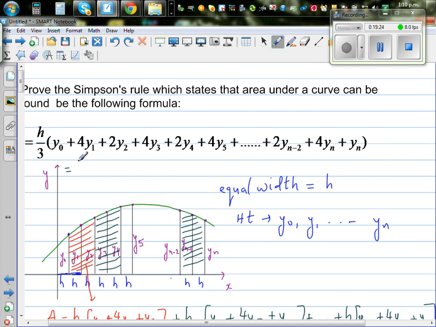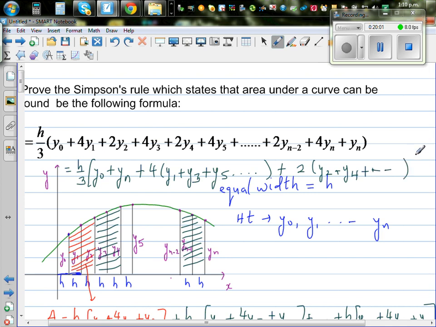So this is equal to h over 3 times y0 plus yn. y0 plus yn will have no coefficient. You'll have 4 times the odd ones, that is y1 plus y3 plus y5 and so on. Plus 2 times the even heights, that is y2 plus y4, and so on, and this is the area under the curve using the Simpson's rule.